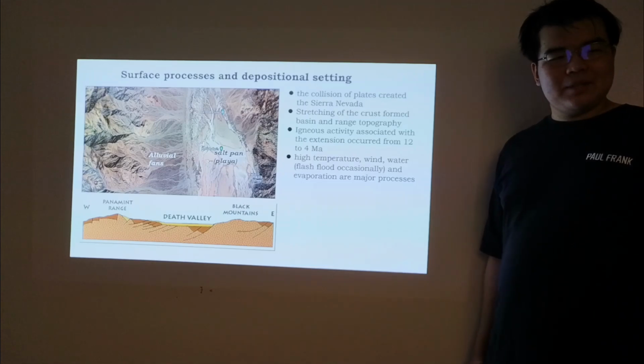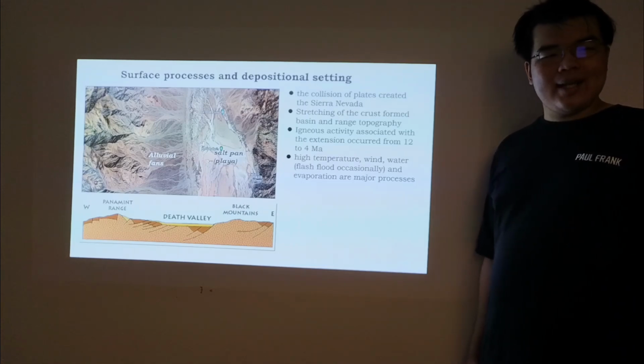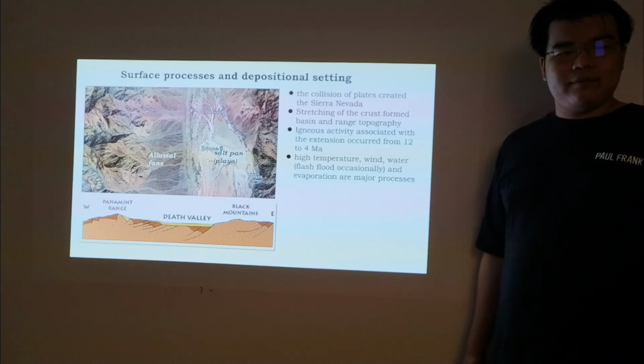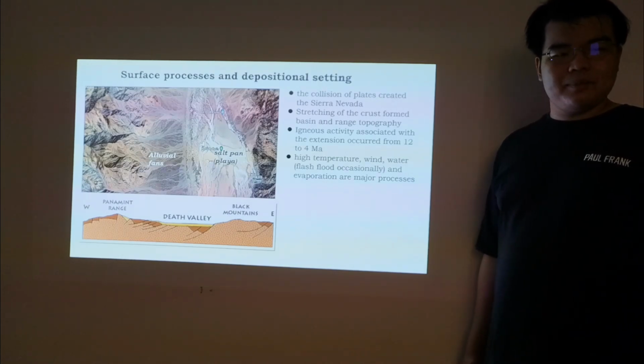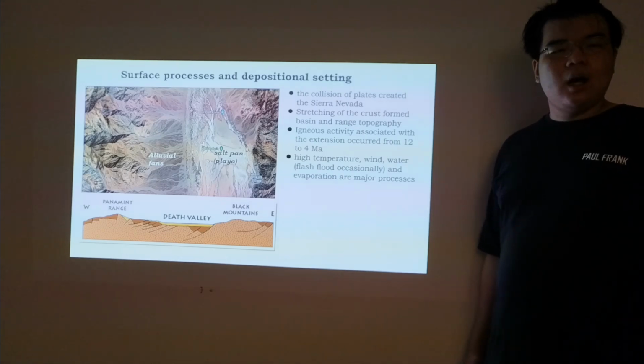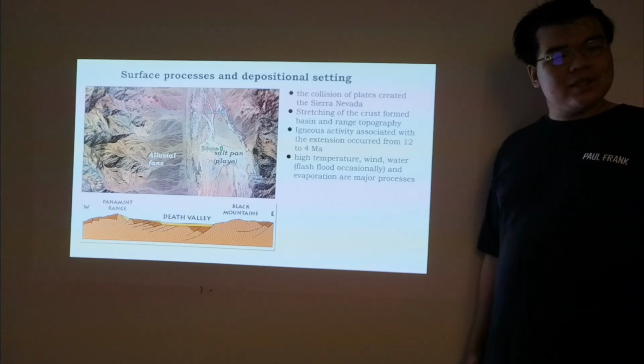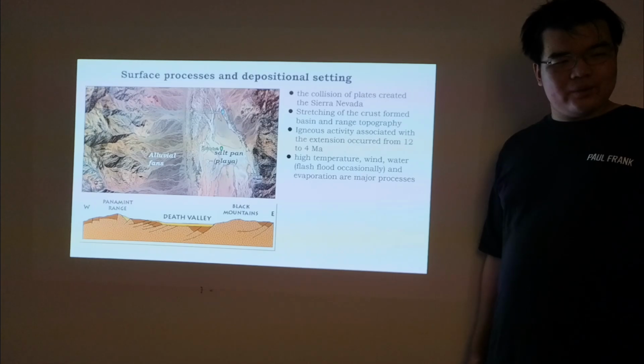Let's look at the surface processes and depositional setting in this area. In terms of tectonic scale, the collision of plates created the Sierra Nevada. The stretching of the crust formed the basin and range topography, alternating between narrow faulted mountain chains and flat arid valleys or basins. Igneous activity associated with the extension occurred from 12 to 4 million years ago.